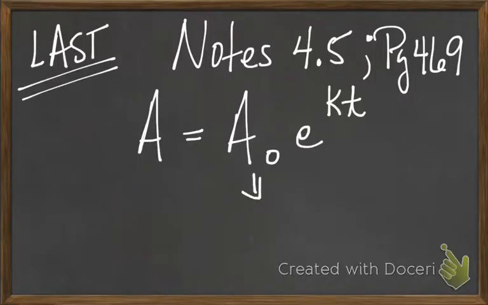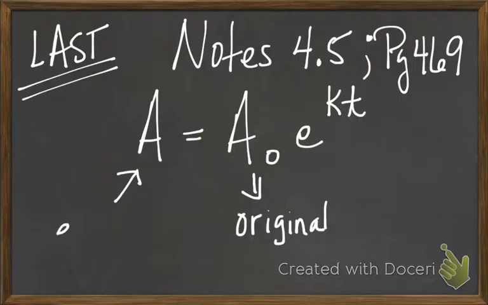A sub O is your original amount. And A is the ending amount.